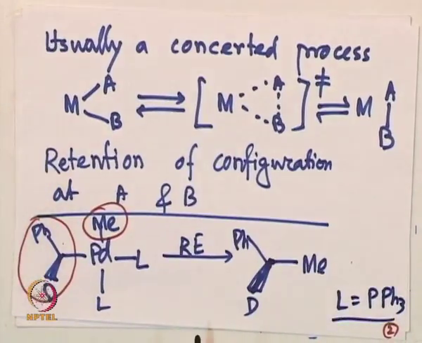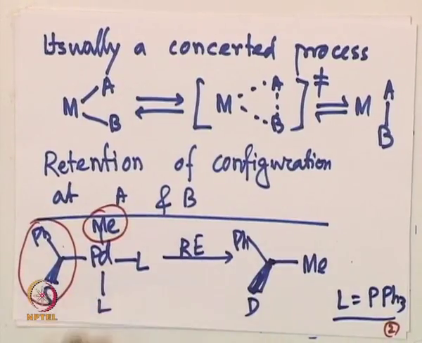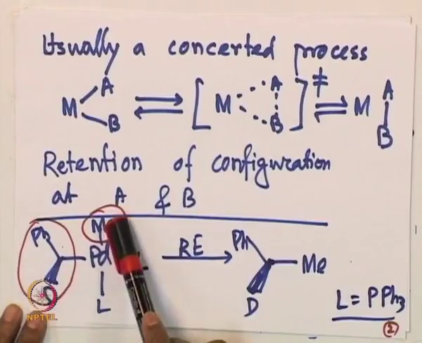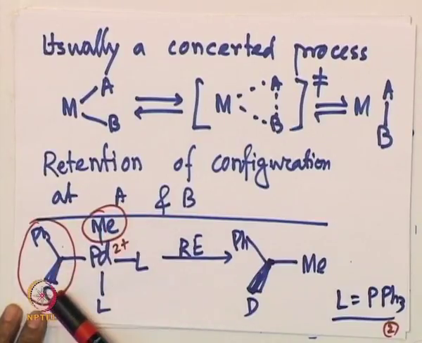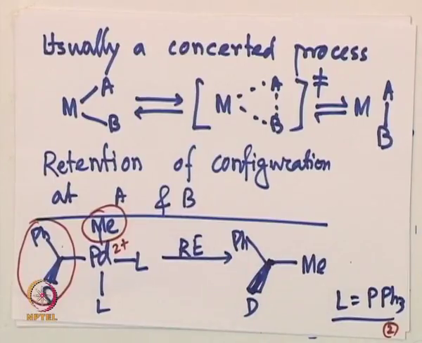Okay. So what you have seen right now is one example of palladium. This is a palladium 2 oxidation state. This palladium has a 2 plus oxidation state. A and B are reductively eliminated to give you the product with retention of configuration.